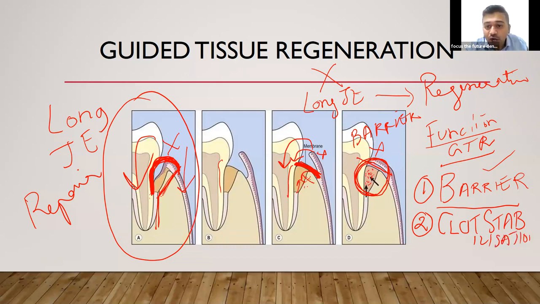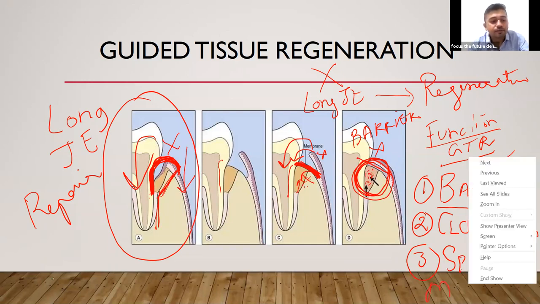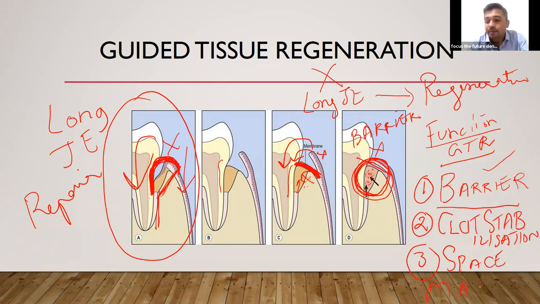healing. So this clot within the wound area is stabilized because the GTR is sitting on top and protecting the wound. The third important thing is the space in this area. If it was long junctional epithelium, what will happen? The epithelium will grow into that space and obliterate it, and nothing else will be able to grow in there. So what is it doing? It is doing space maintenance. The space is maintained.